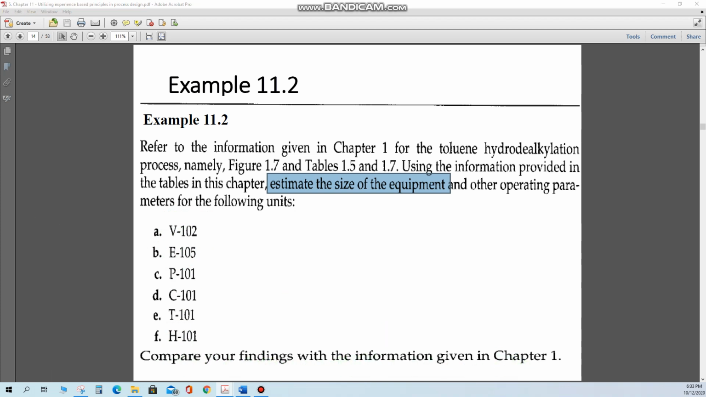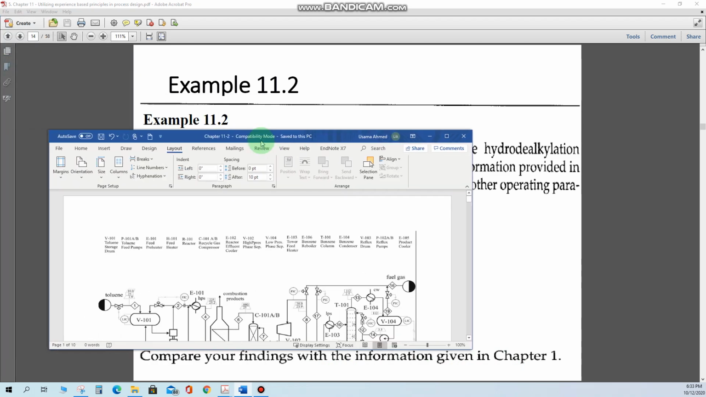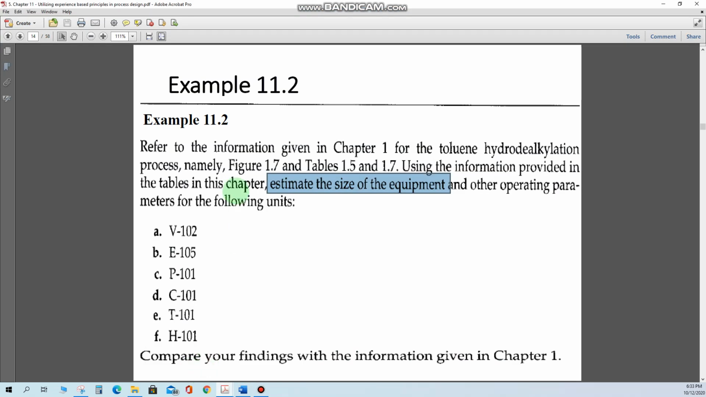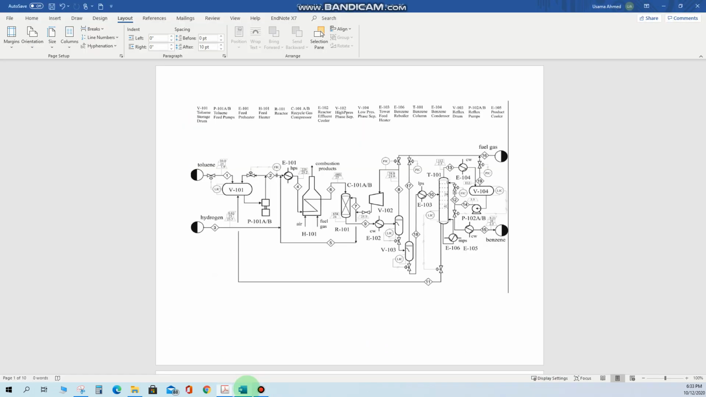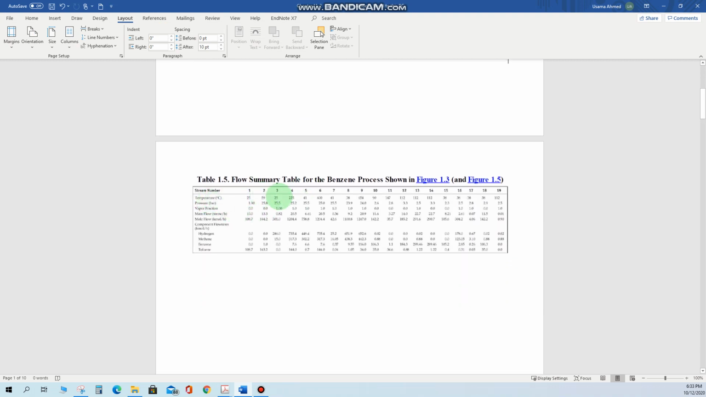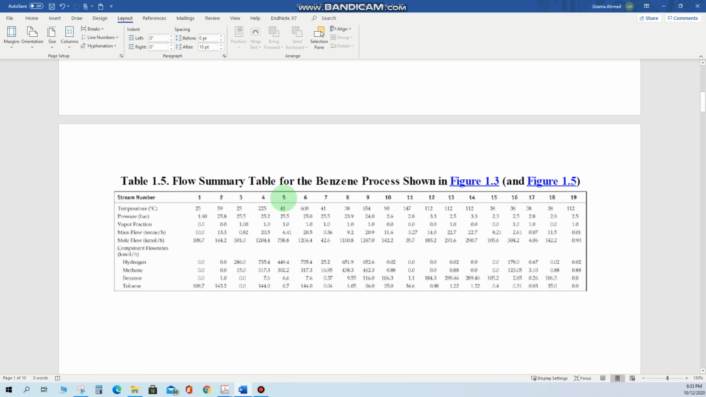Now, if I show you this example here, basically we are talking about this process, which is the toluene hydrodealkylation process, and this is figure 1.7. Then we have some tables here. Table 1.5 represents the temperature, pressure, flow rate, and the component flow rates of each component in this benzene process.